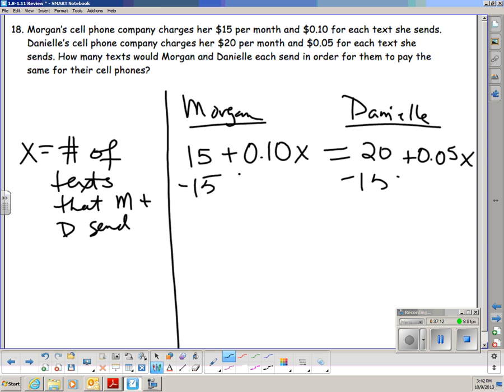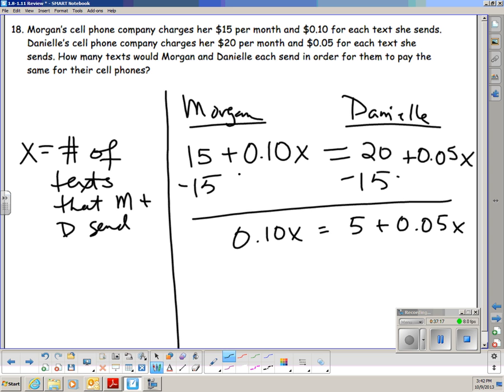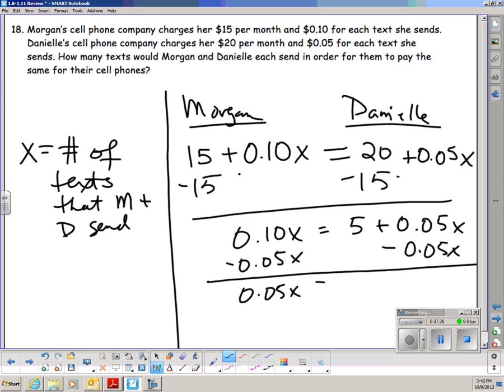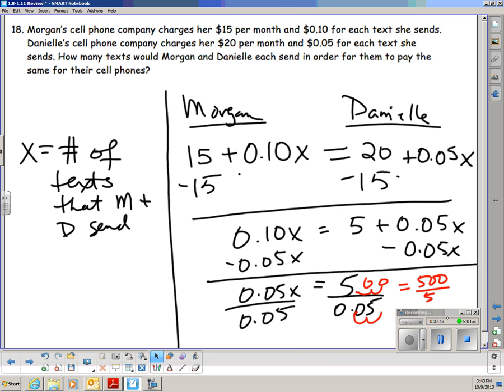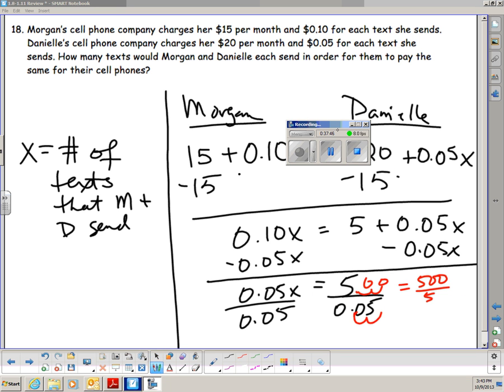All right, here we go. So subtract 15 from both sides. 0.10x equals 5 plus 0.05x. Subtract 0.05x from both sides, and we'll have 0.05x equals 5. Divide by 0.05. You have a calculator, but if I want to divide by a decimal, I'll move the decimal places twice over. This is the same thing as 500 divided by 5, which is 100. So they can send 100 texts, and their bills will be the same.